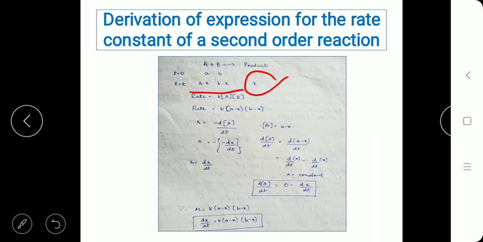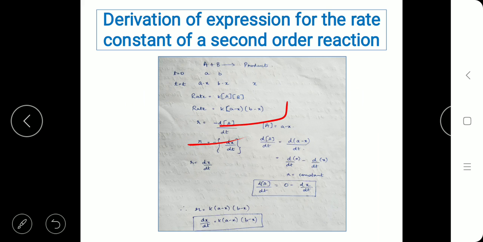Now if you have to write the rate law or rate of the reaction for this particular equation, it would be rate R is equal to k into concentration of A into concentration of B. Let's substitute the concentrations of A and B as a minus x into b minus x. Now we are going to re-express this as R is equal to minus d of A by dt.